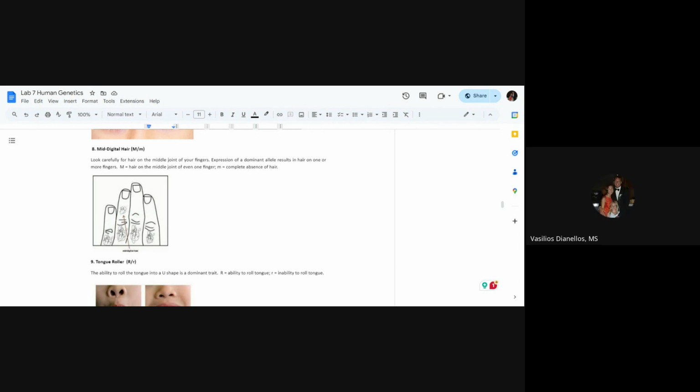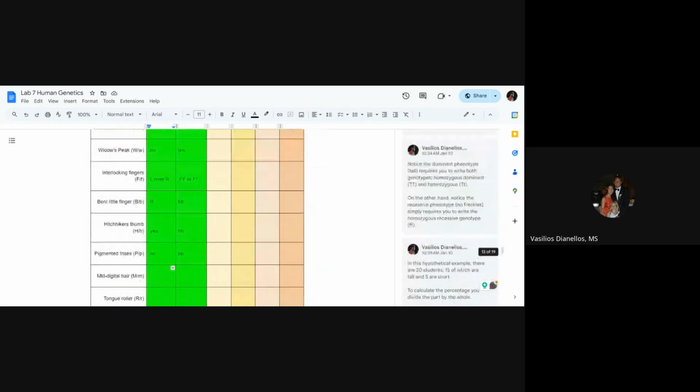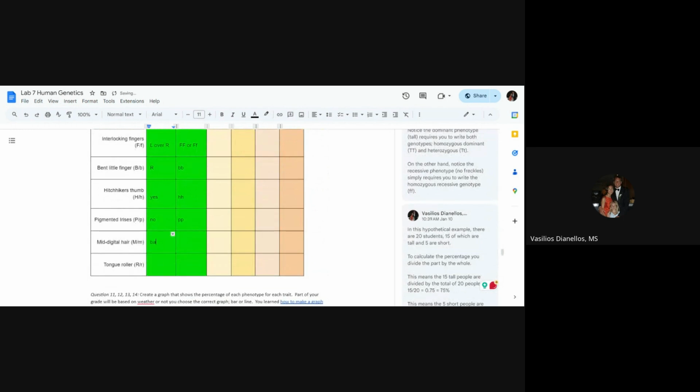No. Okay. Expression of a dominant allele results in the hair. So that means you have the recessive. Another way you could write this down is bald, right? That's one way to describe that phenotype. That is recessive, so you are homozygous recessive genotype. Therefore, it is little m, little m.